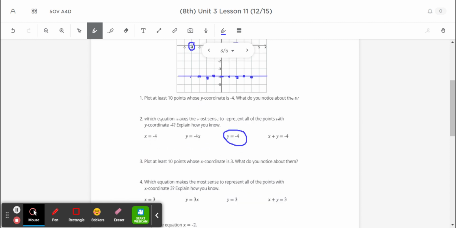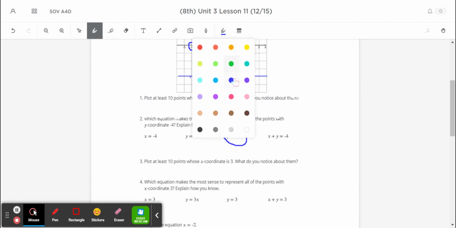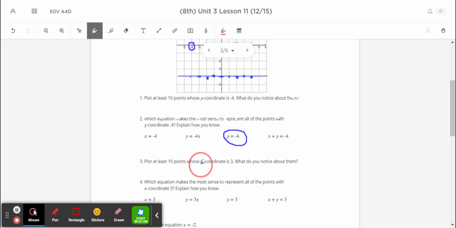Take a look at questions 3 and 4. This is similar, except this time the x-coordinate is 3. Plot those points in question 3 and choose an equation in question 4. Please pause this video and complete questions 3 and 4 in ClassKick.